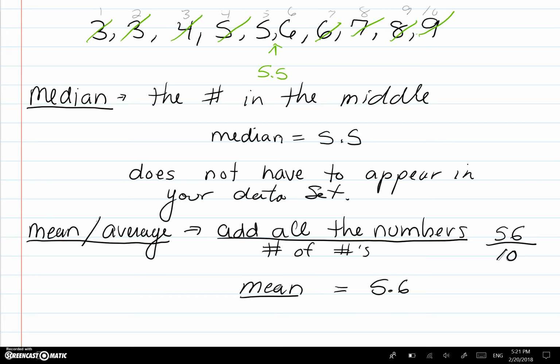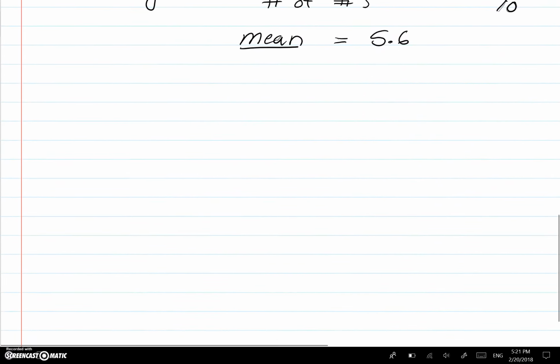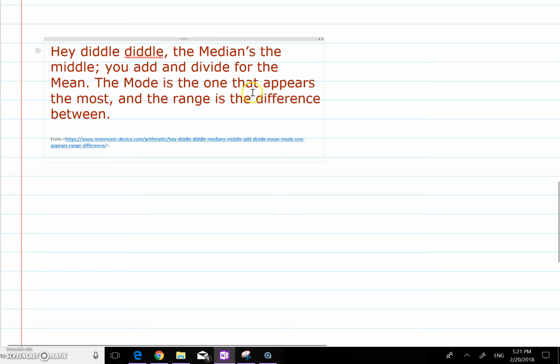Okay, now that you have all that down, here's something to help you remember all the different pieces. I'm going to have to do this a little hard way. So if you know this riddle, hey diddle diddle, the cat and the fiddle and the cow jumped over the moon. So this riddle is to help you remember what all the different pieces are.